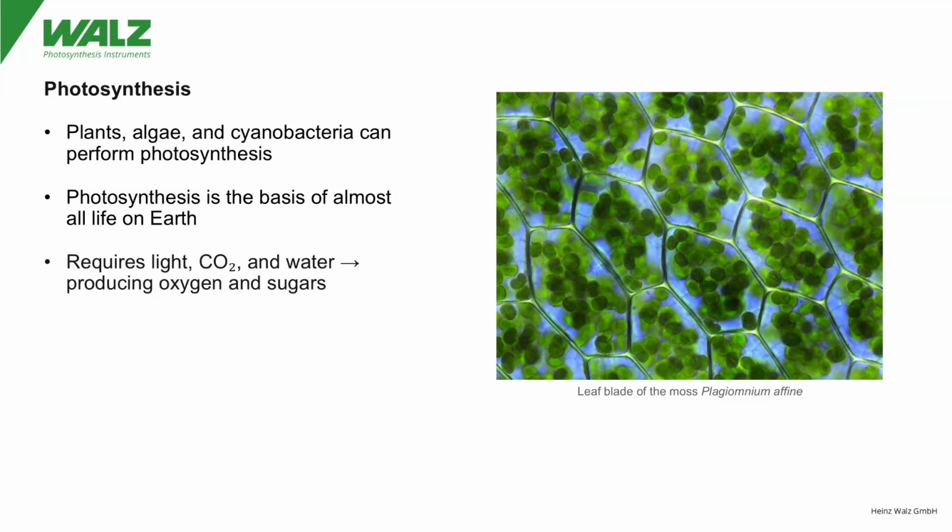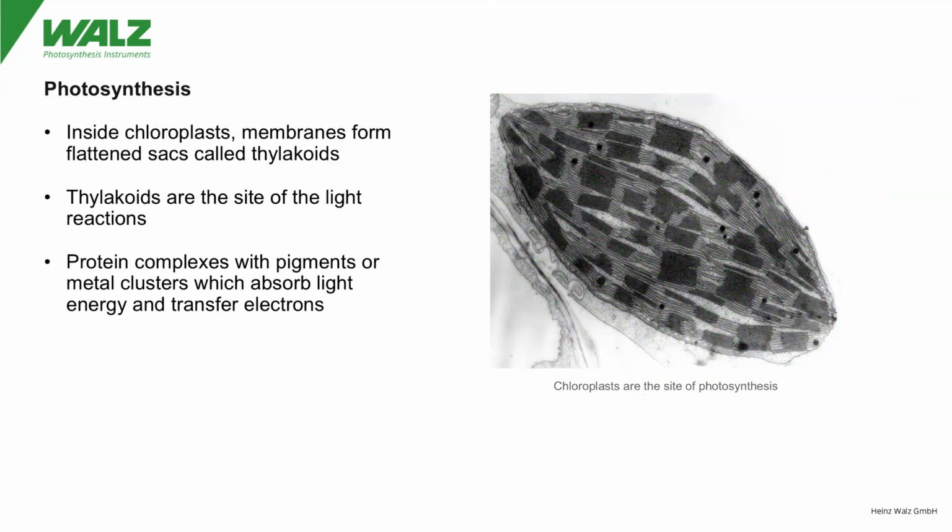The green, spherical organelles within plant cells are called chloroplasts. Photosynthesis takes place within these chloroplasts. Photosynthesis is spatially organized. Within the chloroplasts, the thylakoid membrane hosts the light reactions, where water is oxidized. Electrons are transferred through the photosynthetic electron transport chain, and energy-rich molecules are generated.